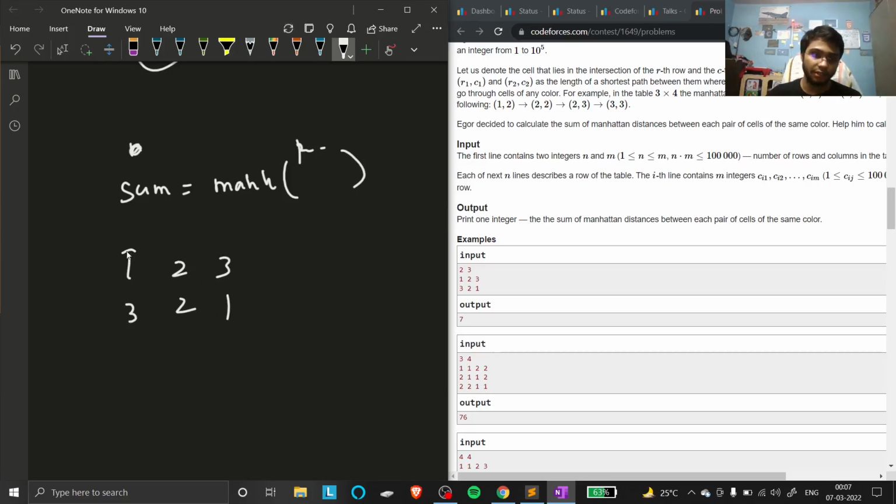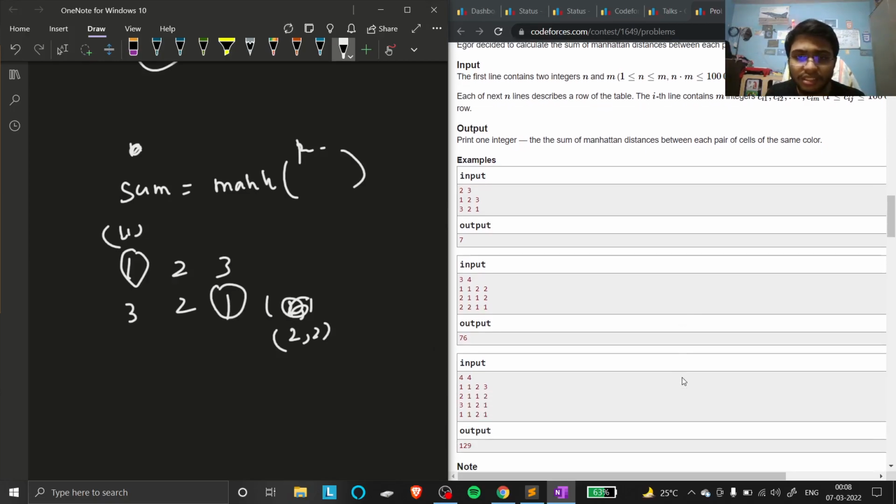So if we see that first and first have the same color, what is their Manhattan distance? Its coordinate is 1 comma 1. The other's coordinate is 2 comma 2. Okay, so their distance is 2.